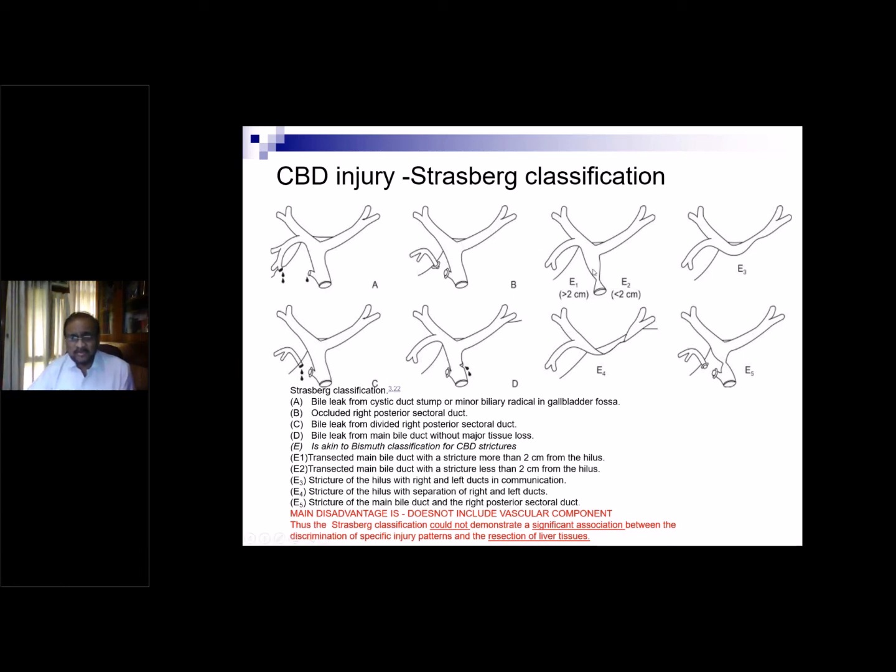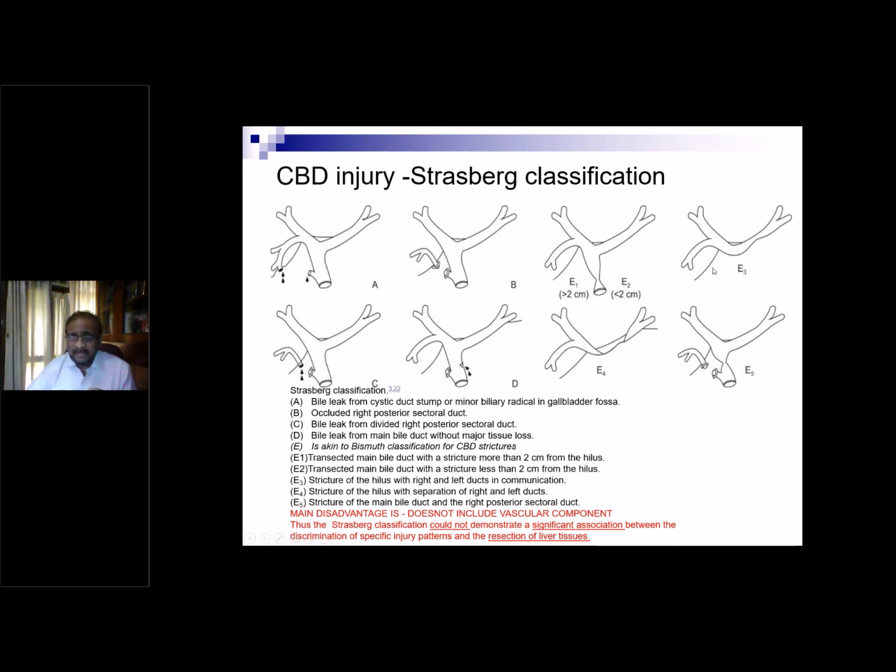Basically, you're talking about less than 2 centimeters or more than 2 centimeters. Which 2 centimeters we're talking about? We're talking from the porta. Porta, 2 centimeters, less or more. That gives you an idea where you can go ahead and do an anastomosis, or you can't do an easy anastomosis. Right? E3 basically is damage up to the porta. That means you still have the confluence in front of you. You can still do an anastomosis.